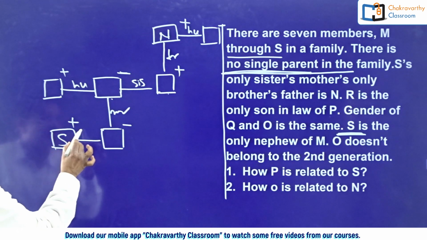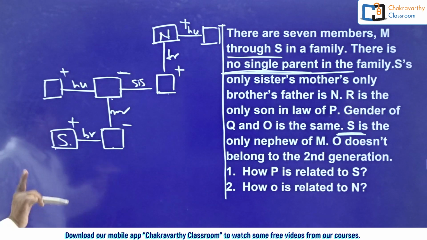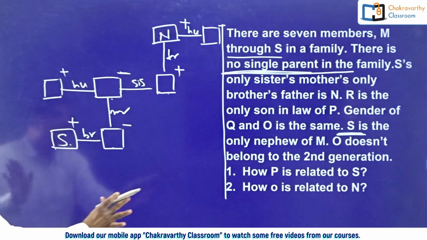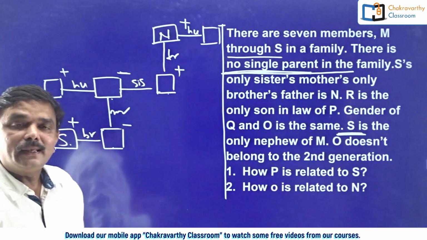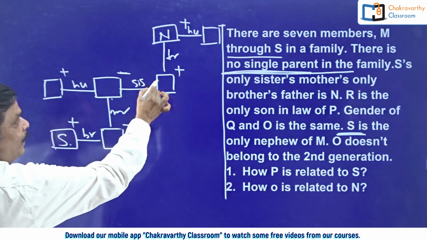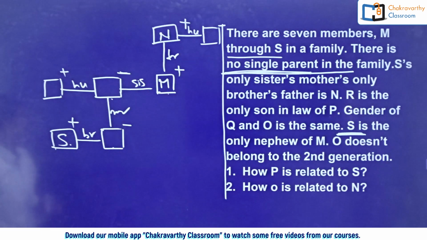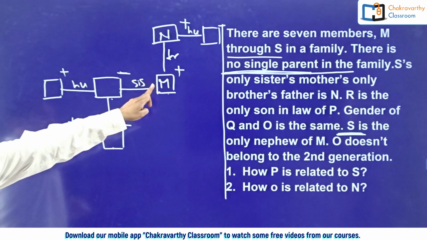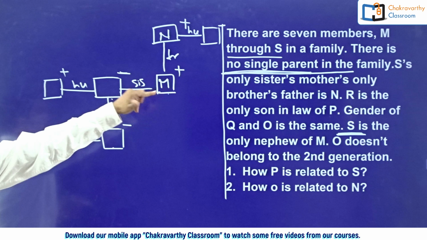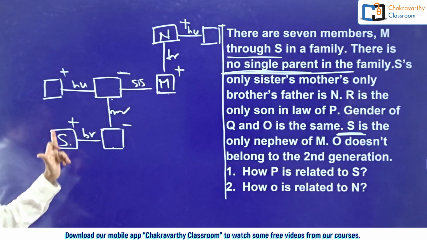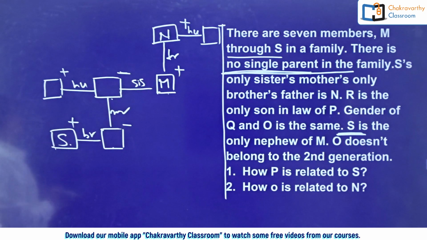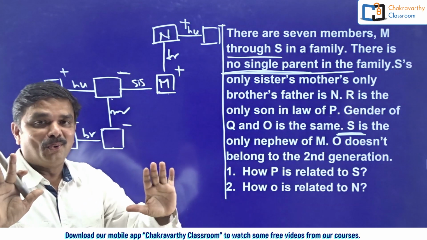Now left to right, S is the brother of this girl. And S is the only nephew of M. Now you tell me, students, already 7 places are confirmed. S is the nephew of M. Where shall you keep M? Obviously that should be here only. Now I am keeping M here, because S is the nephew of M. M's sister's son is S, or S's mother's brother is M. M is the uncle of S. S is the nephew of M. And this girl is the niece of M, of course. You have to do it in this way. Hope you got the idea.